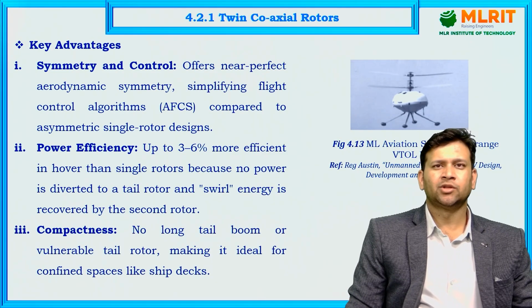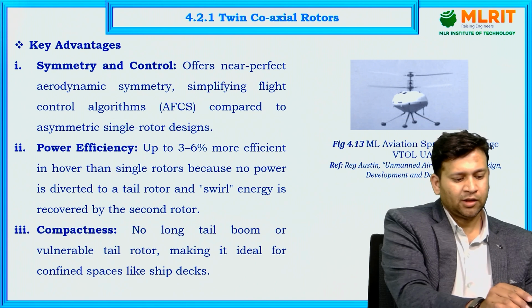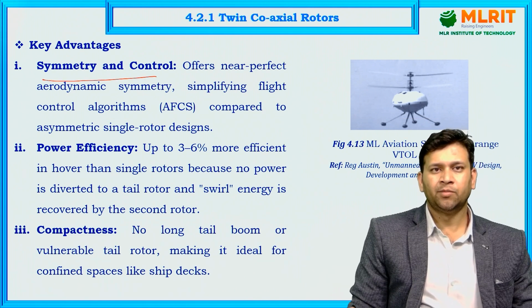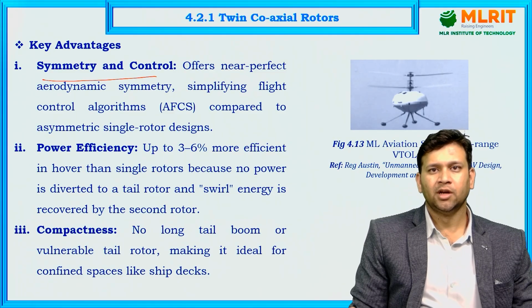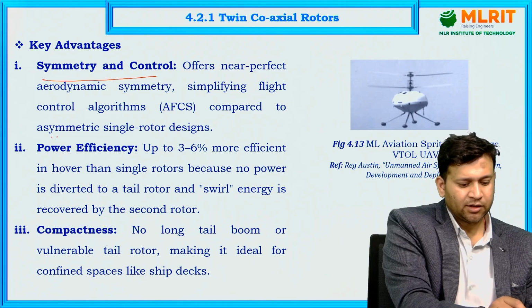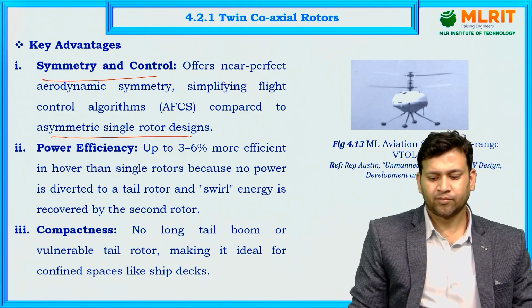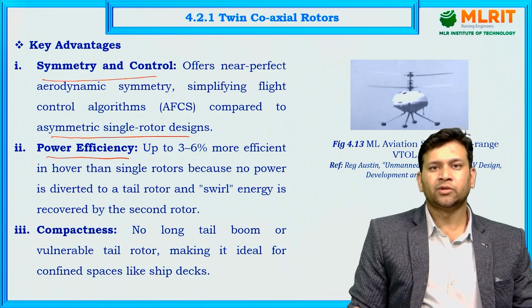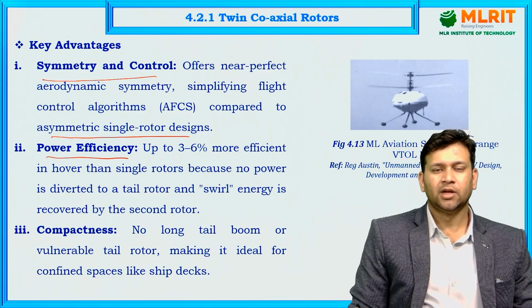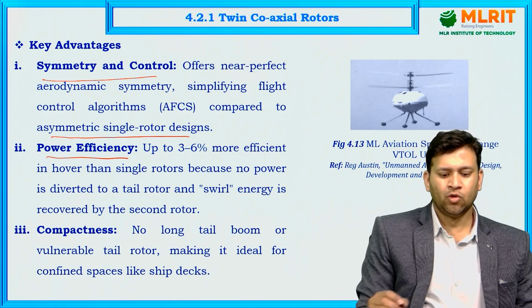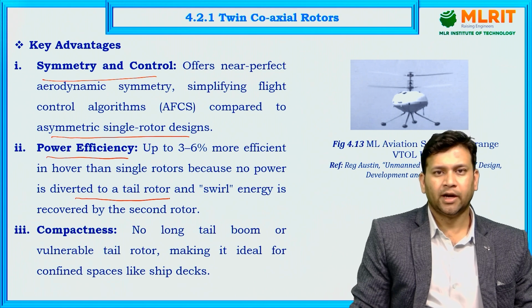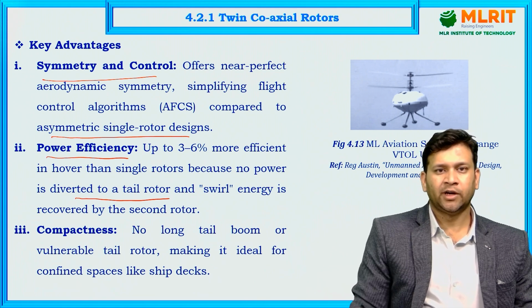The key advantages of using twin coaxial rotors. The first one is symmetry and control. It offers near perfect aerodynamic symmetry, simplifying flight control algorithms compared to asymmetric single rotor designs. The second is power efficiency: up to 3 to 6% more efficient in hover than single rotors, because no power is diverted to a tail rotor and swirl energy is recovered by the second rotor.